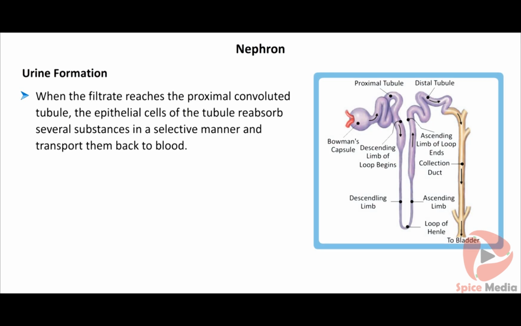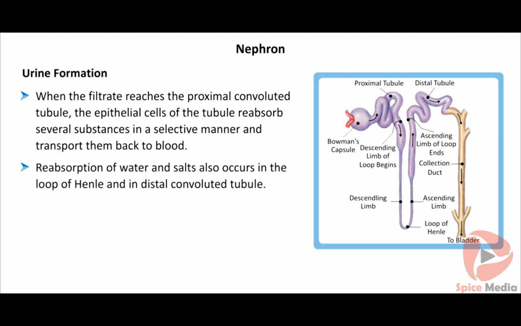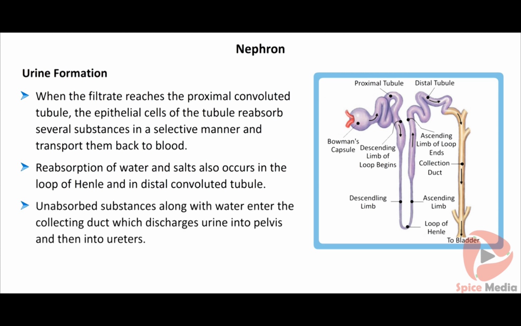When the filtrate reaches the proximal convoluted tubule, the epithelial cells of the tubule reabsorb several substances in a selective manner and transport them back to the blood. Reabsorption of water and salts also occurs in the loop of Henle and in the distal convoluted tubule. Unabsorbed substances, along with water, enter the collecting duct, which discharges urine into the pelvis and then into the ureter.